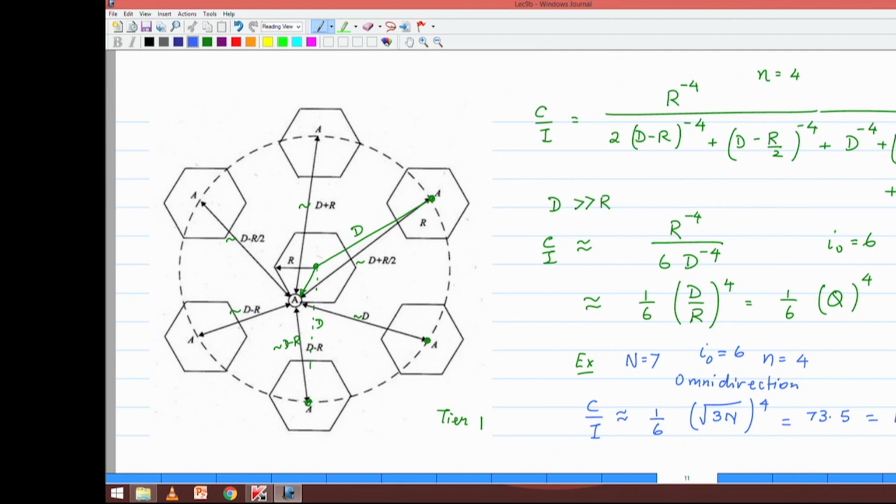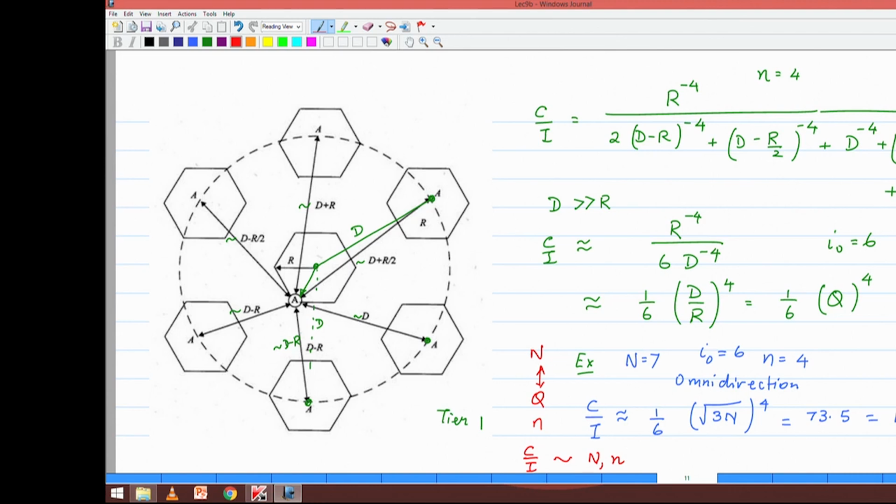Now, it is very important for us to understand what are all the factors that are impacting the capacity, or the C over I. C over I is being affected by the Q factor, the D by R ratio. It is also being affected by n. If it's being affected by Q, that is related to the cluster size N, because Q is equal to root 3N. So basically C over I depends on N and n. Very interesting. Cluster size and path loss exponent.